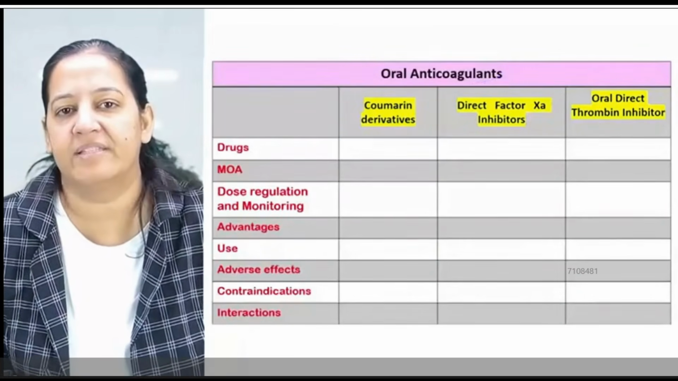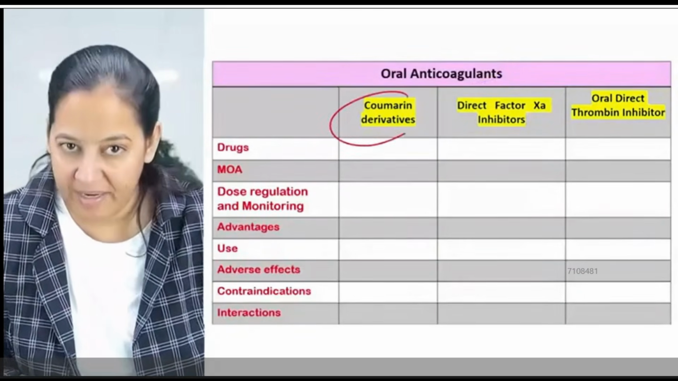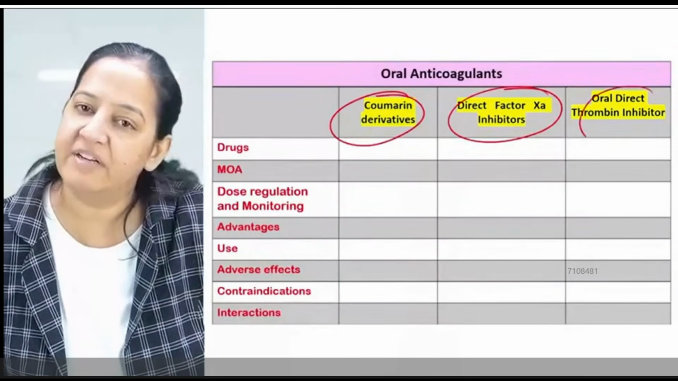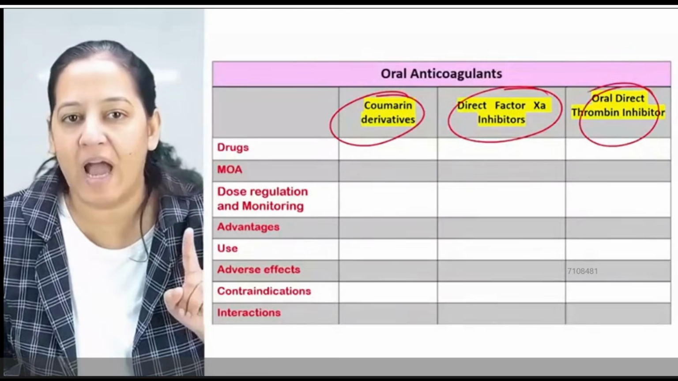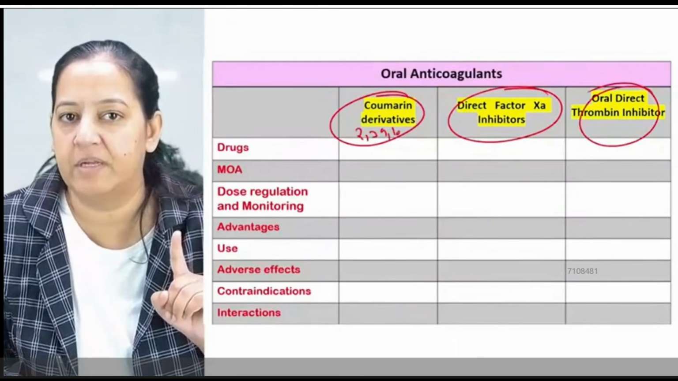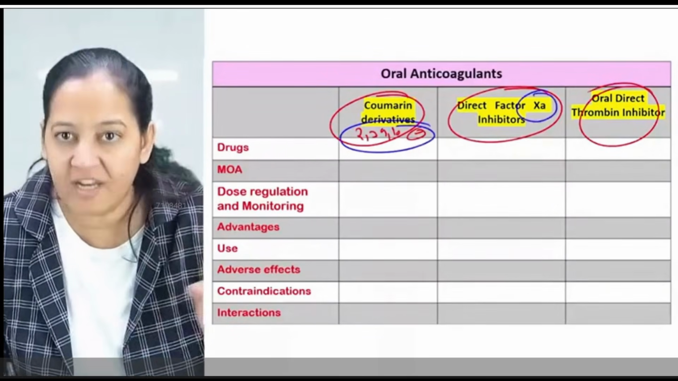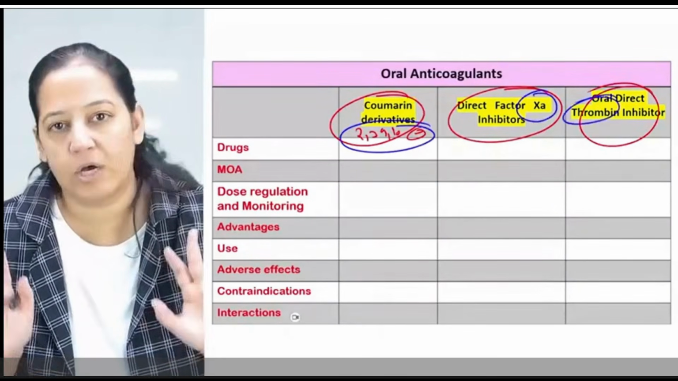The three categories I will teach you. First, Coumarin derivatives. Then factor 10 inhibitors. Then factor 2 inhibitors. Coumarin, I mean factor 2, 7, 9, 10 inhibitors. If you do not want to read Coumarin, you can say 2, 7, 9, 10 inhibitor, then 10 inhibitor and 2 inhibitor. This is how I'm going to teach you.